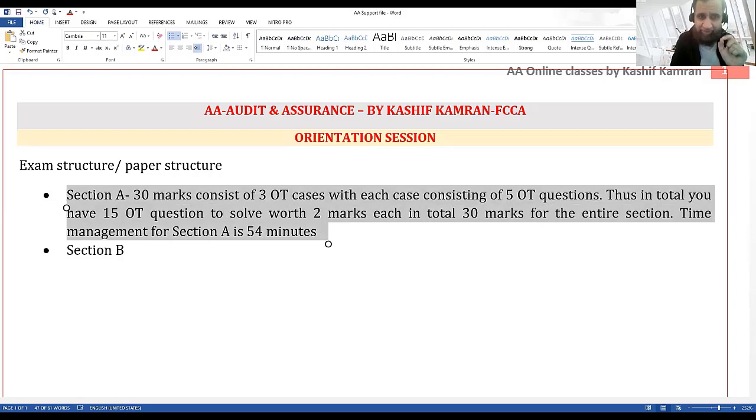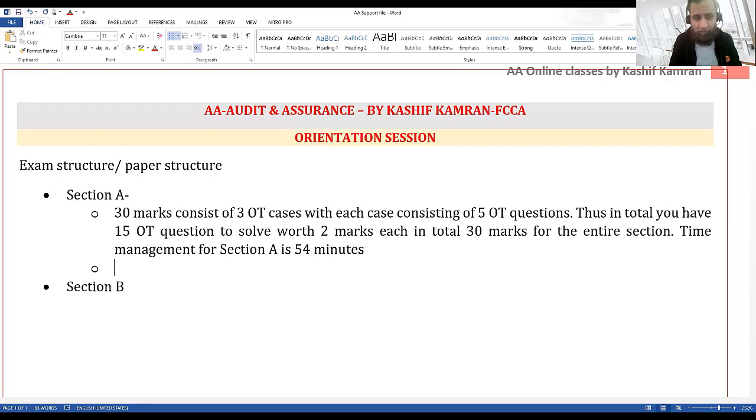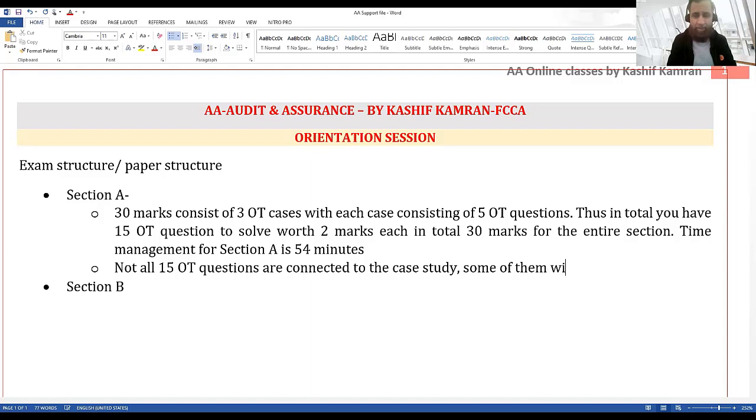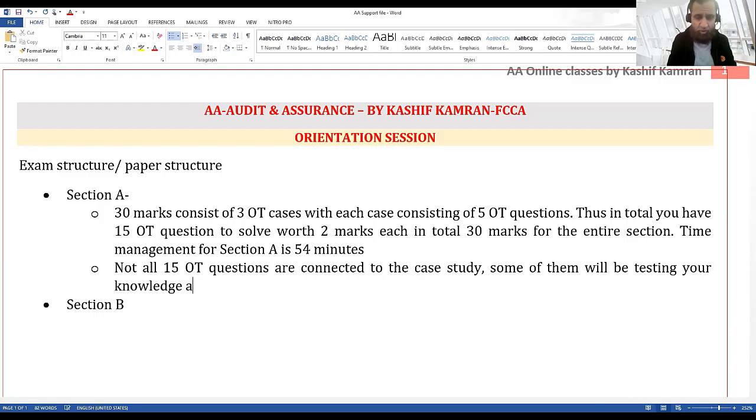One thing very important in section A, which we just discussed today, was that not all 15 OT questions are connected to the case study. Some of them will be testing your knowledge around the topic. Is that clear? So you should have good knowledge of the subject matter. And then some of the OT questions will be solved just on a good reading of the case study. So that's how section A looks.